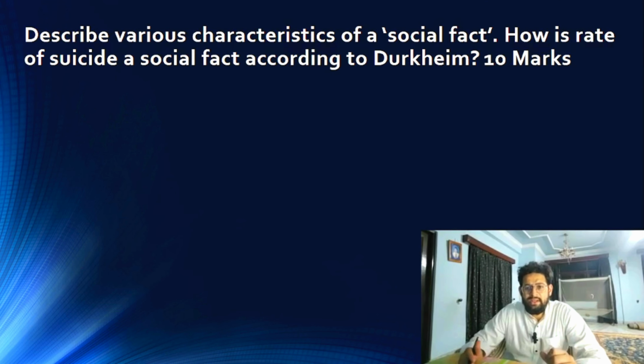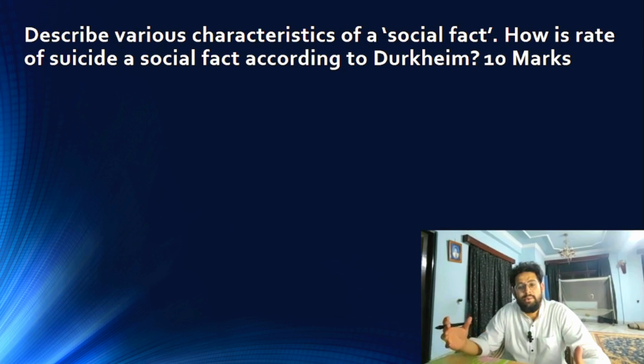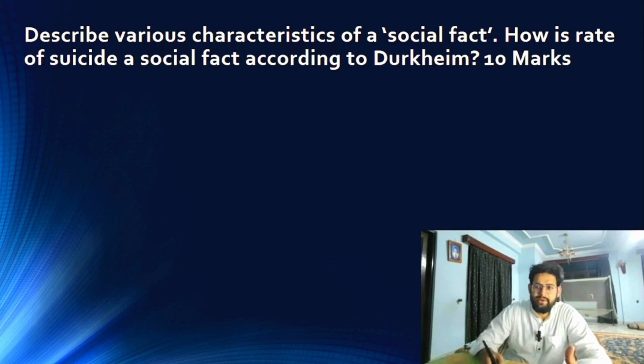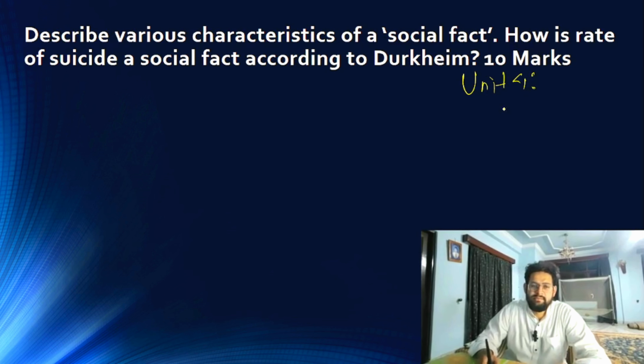So as we see, describe the various characteristics of a social fact. How is the rate of suicide or social fact according to Emile Durkheim? And if you look, this question has been taken directly from our UPSC syllabus, so it is coming from a static part, and as we see, the most important unit that we are having is sociological thinkers. In that, the B is basically Emile Durkheim.